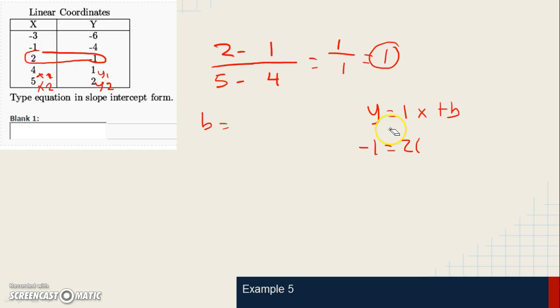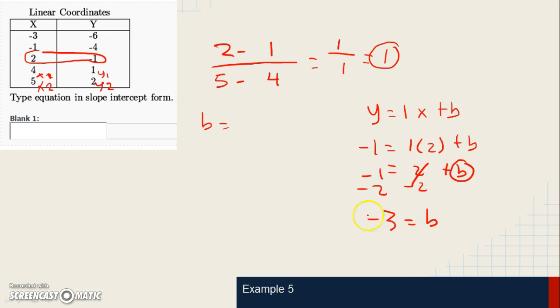Sorry, I wrote that wrong. So 1 times the x value, 2, plus b. Now I'm going to simplify and solve. So 1 times 2 is 2. And I can start solving for b. So I'm going to eliminate this 2 by subtracting 2 from both sides. And I have negative 1 minus 2 is negative 3. And this goes to 0, so I'm left with just b. So we know that the y-intercept is a negative 3.